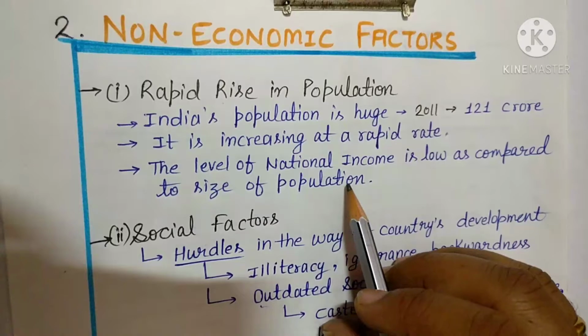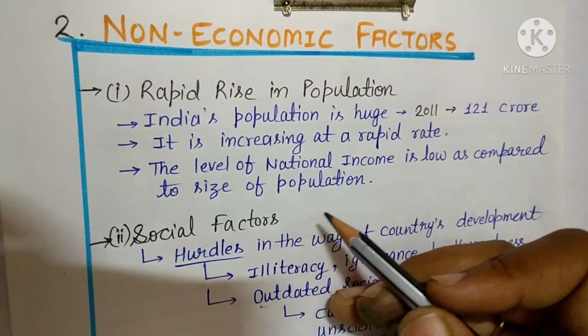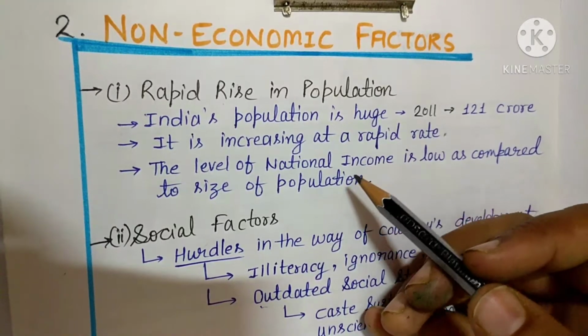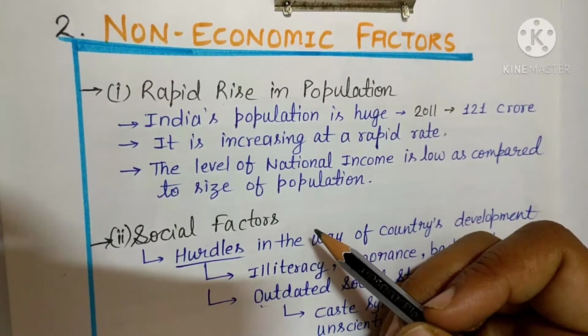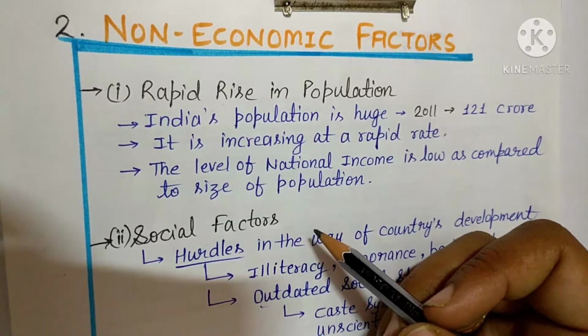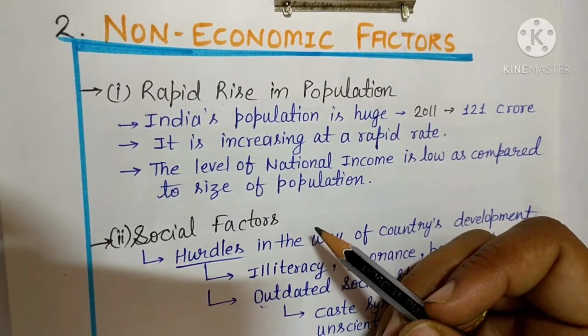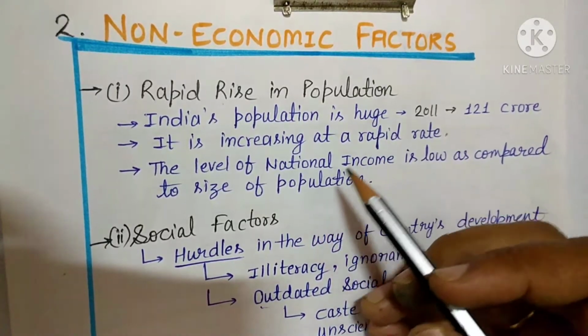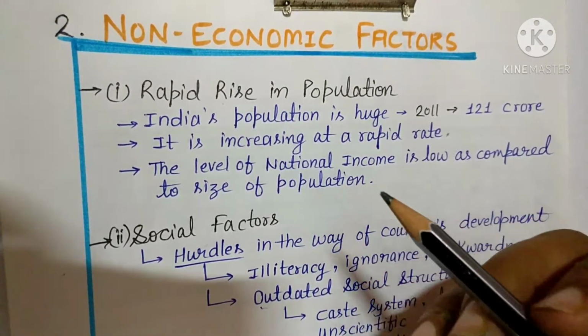Then the level of national income is low compared to the size of population. So this leads to poverty only, because more people are there but fewer jobs and less per capita income. So how will they eat? They do not have food, clothes or shelter. These basic things they don't have. That leads to poverty only.